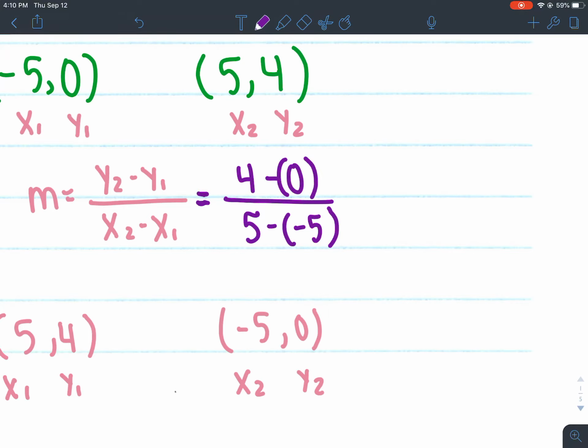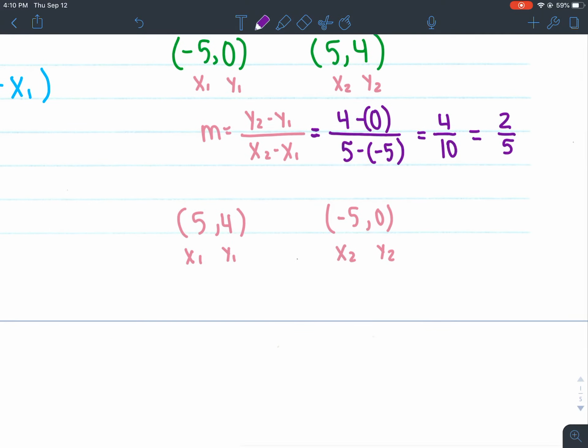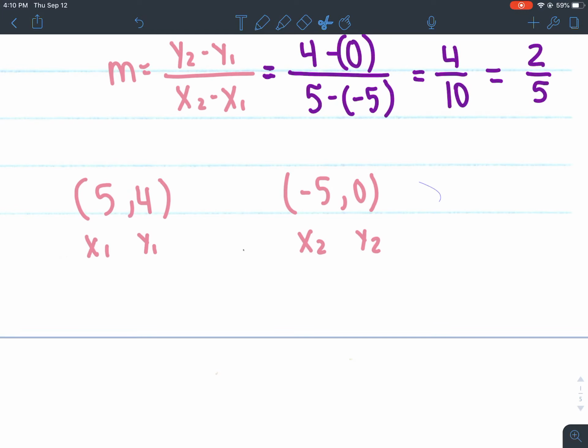You know, when I plug in, I'm always going to use parentheses, so I'm going to go ahead and put those parentheses there. I have 4 divided by 5 minus -5, which is +10, which simplifies to 2 over 5. All right, let's go ahead and try that for this one.